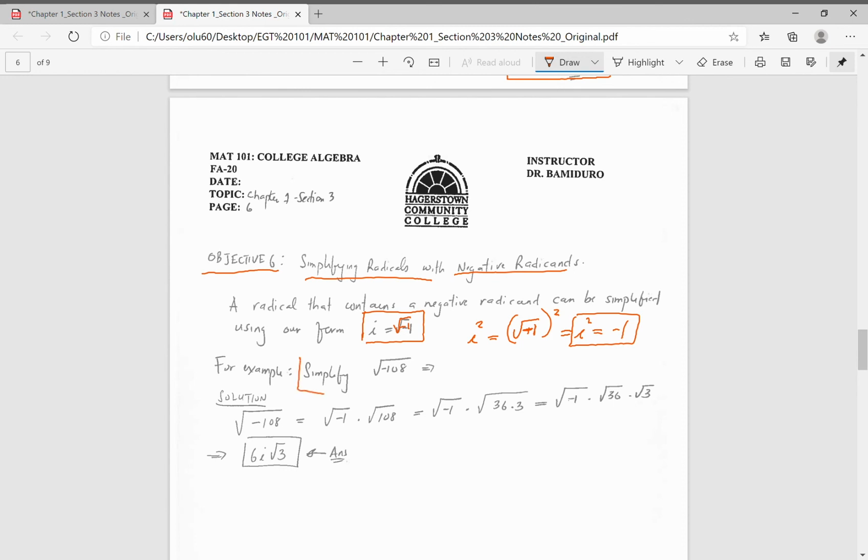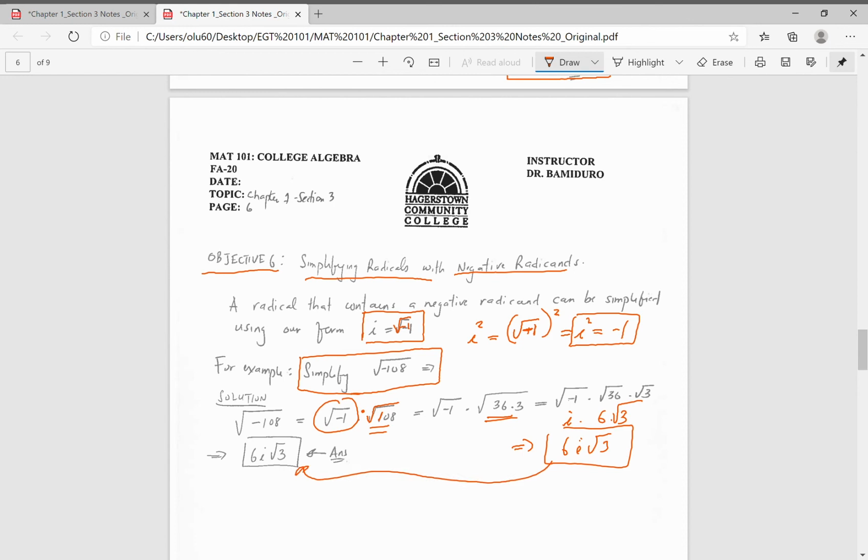Whenever we want to simplify this expression here, the square root of -108, we can take out the square root of -1, which is just multiplying by the square root of 108, and then you can simplify it. The square root of 108 is nothing more than 36 times 3, and the square root of 36 is nothing more than 6. So this is i times 6 times the square root of 3, and now we get 6i root 3 as your answer. I hope this helps.